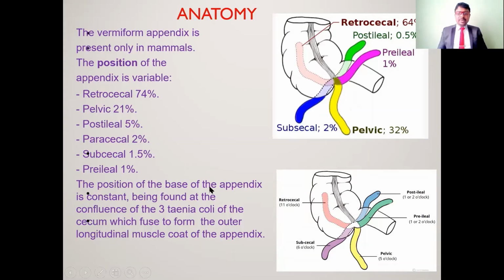The position of the base of the appendix is constant, being found at the confluence of the three taeniae coli of the cecum, which fuse to form the outer longitudinal muscle coat of the appendix. Even though the positions are different, the base is fixed at one place. So that is the anatomical position of the appendix.